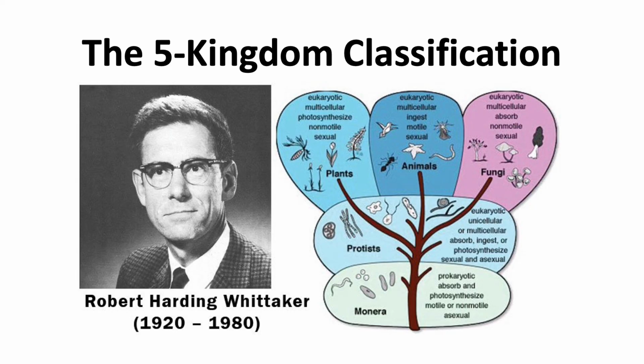In 1969, Robert Whittaker proposed a five-kingdom system of classification in which all organisms are placed into five kingdoms. The bacteria and archaea are in the kingdom Prokaryote or Monera. Algae and protozoa are in the kingdom Protista. Fungi are in the kingdom Fungi. Plants are in the kingdom Plantae. Animals are in the kingdom Animalia.